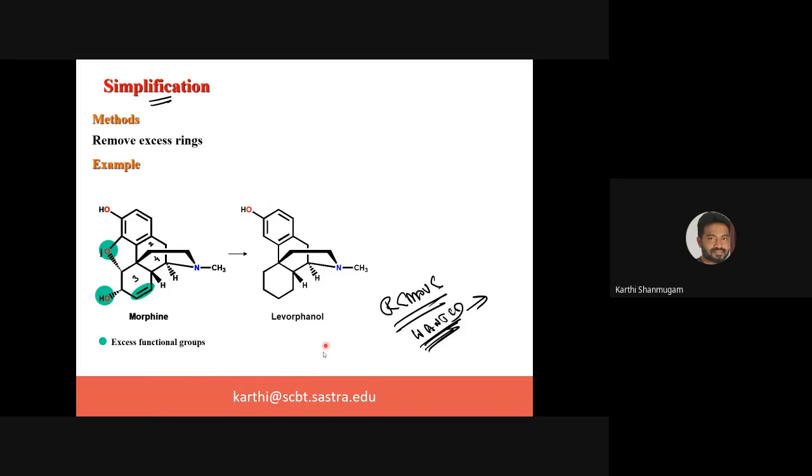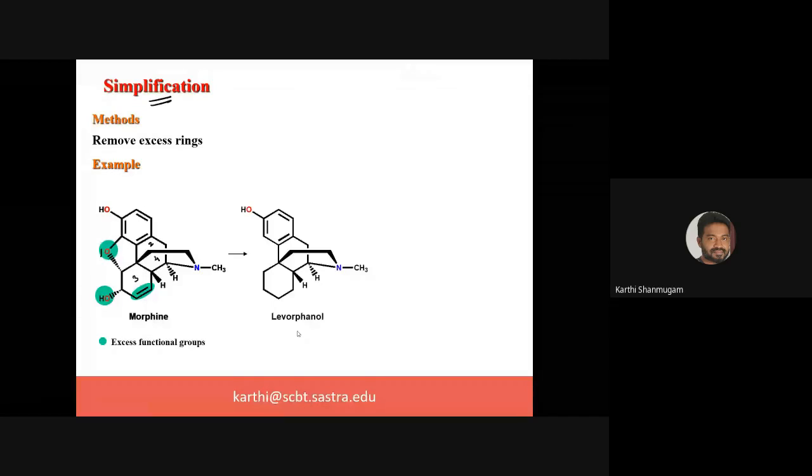Do you find any difference between the first molecule and the second molecule? Yes, sir. They removed a few functional groups. Okay, so can we say that levorphanol is a slightly simplified structure of morphine? Yes, sir. Can we expect that levorphanol will also have similar activity like morphine? Yes, sir. So how do you say that?